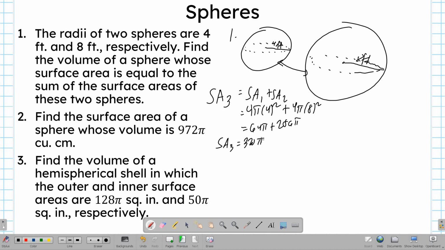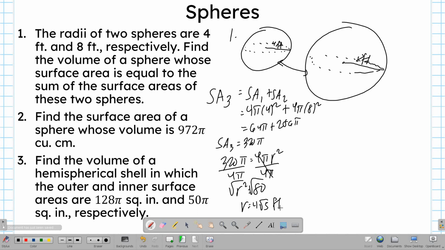And now to compute for the radius, since the surface area of the third sphere that we're actually looking for is 320 pi square feet, 320 pi will now be equal to 4 pi r squared. So we divide now both sides by 4 pi so we can get the value of r squared. So this will then become 80. Getting the square root of this now becomes r is equal to 4 square root of 5 feet. We don't get the negative value anymore.